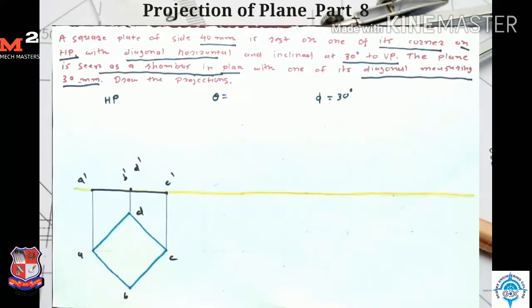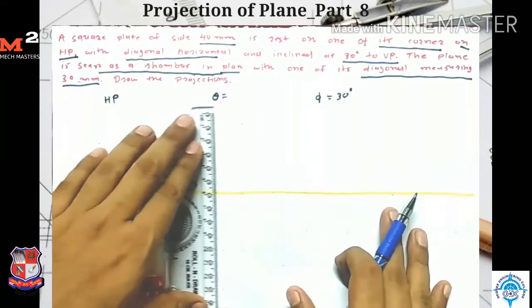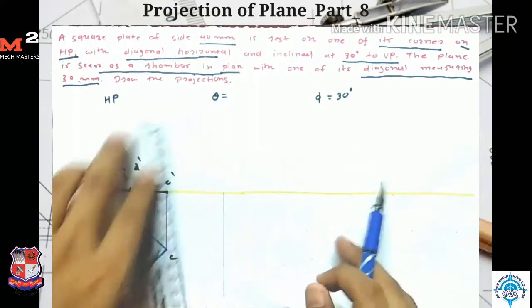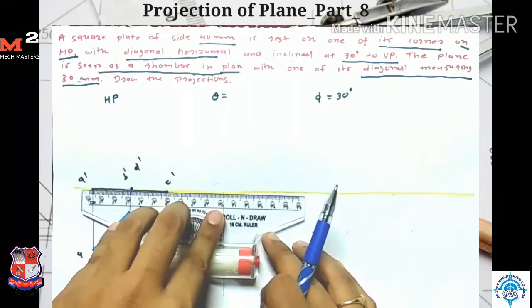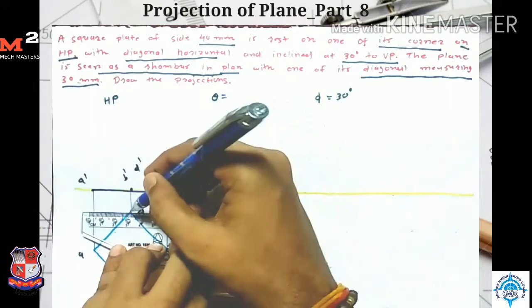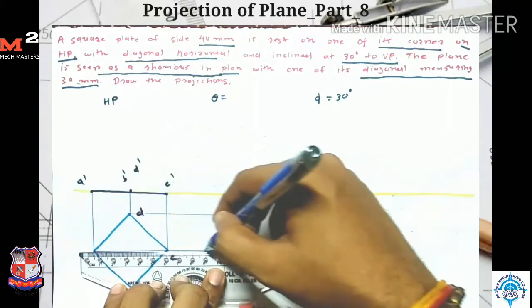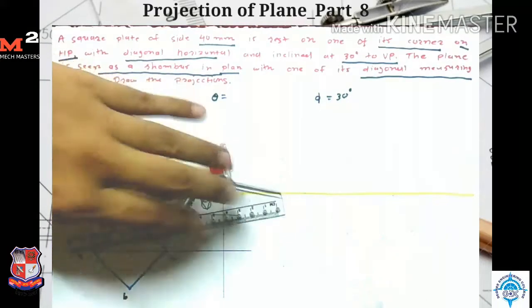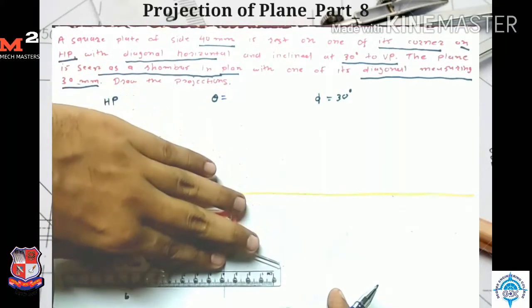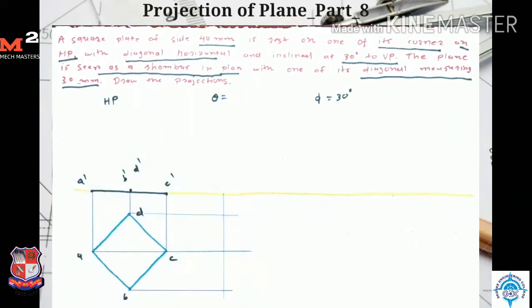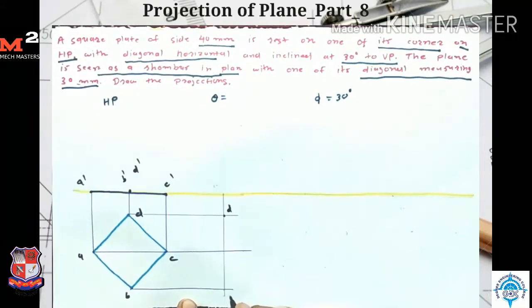So for that first I draw one vertical line here. Now I take the projection for point D, for point AC, and for point B. Okay, so here I mark the point D and here I mark the point B. The length of this diagonal is constant, means the length of AC is changed to 30 mm.